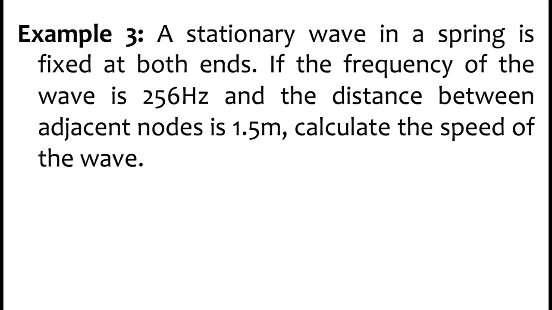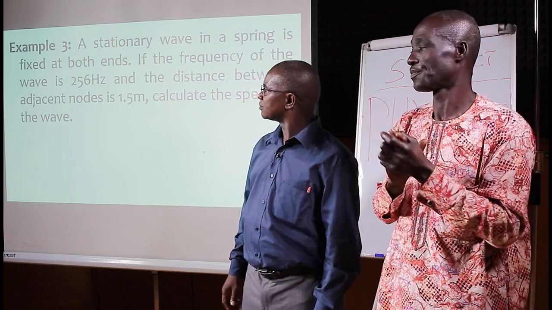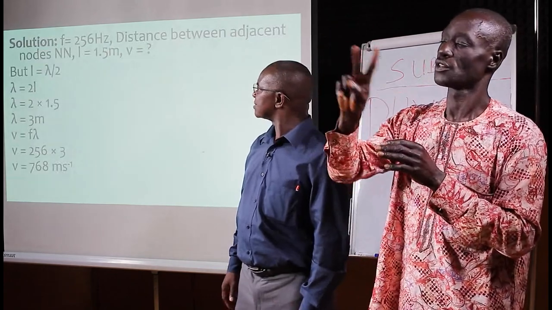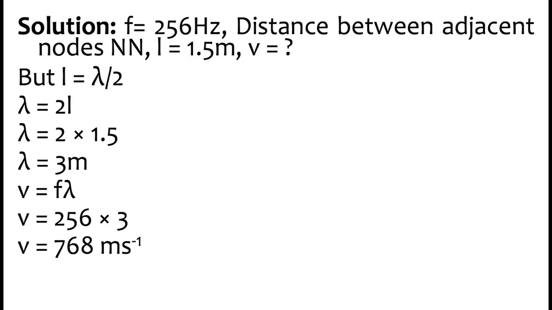Example 3. A stationary wave in a spring is fixed at both ends. If the frequency of the wave is 256 Hz, and the distance between adjacent nodes is 1.5 meter, calculate the speed of the wave. Solution. The frequency is given as 256 Hz. Distance between adjacent nodes is L equal to 1.5 meter. Our V, the velocity, we don't know, so we put a question mark against it.